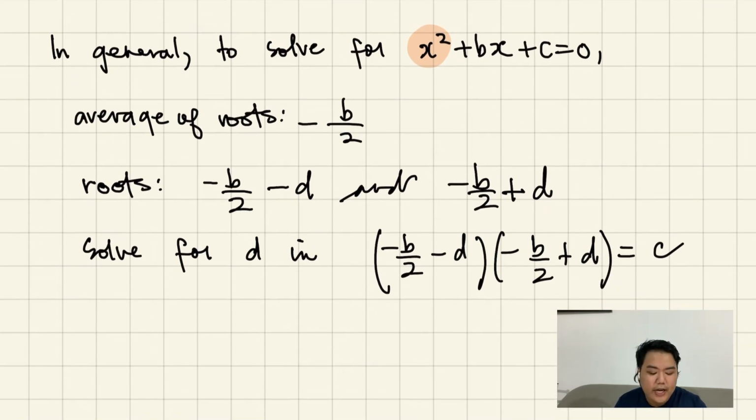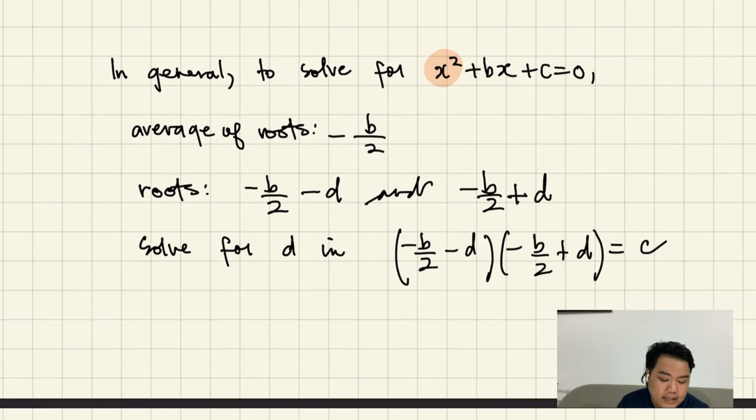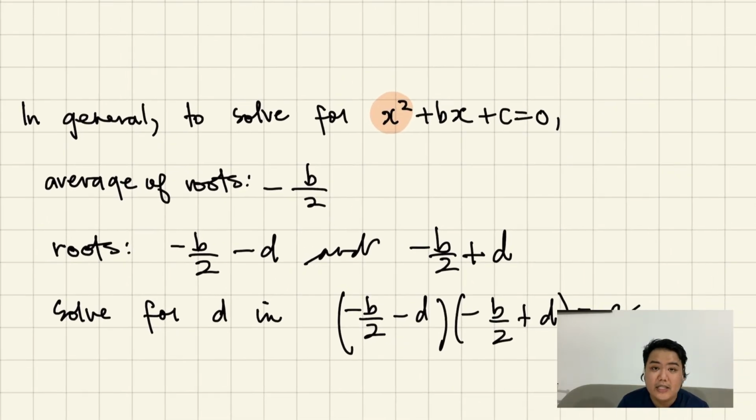At kung ano yung makuha doon, sila yung roots mo. So ito yung general way of doing it. So to solve for x squared plus bx plus c equal to 0, as you can observe, nilagyan ko ng highlight yung x squared. Bakit? Kailangan ng coefficient ng x squared ay 1. Paano kung yung coefficient ng x squared mo is hindi 1? So for example, you have 3x squared plus 2x minus 1 equal to 0. What you can do is divide muna everything by 3.